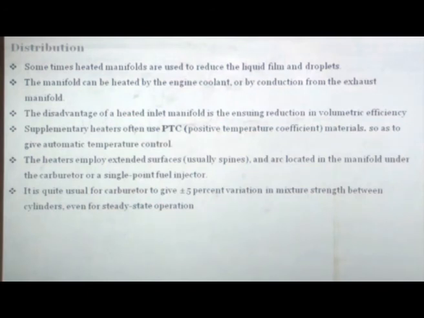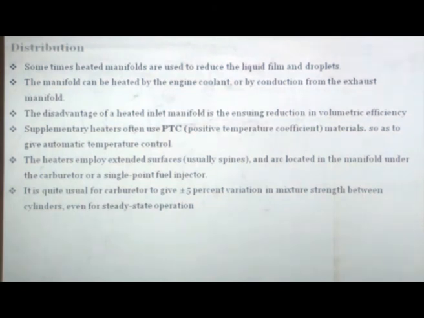So, the disadvantage of a heated inlet manifold is that it leads to a reduction in volumetric efficiency, and therefore, consequently torque output and power output from the engine. Supplementary heaters are often used, such as the ones with PTC, which is positive temperature coefficient materials. So, this gives automatic temperature control. So, basically positive temperature coefficient means when you heat them up, their resistance actually reduces. So, in cold conditions they have higher resistance, and when they get heated up the resistance reduces.